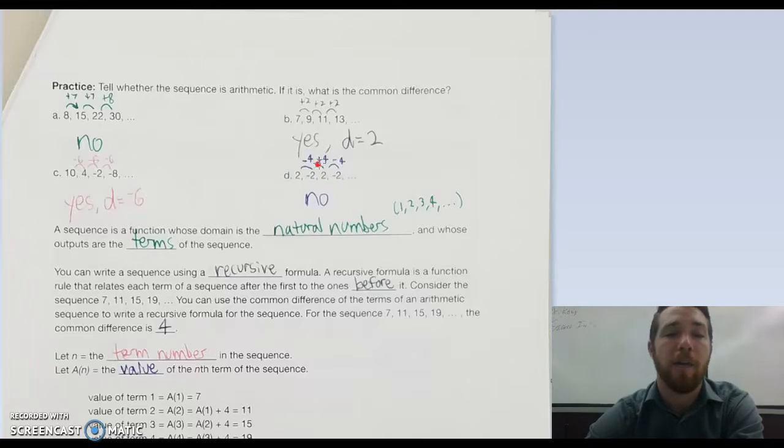But if I want to find a common difference, I subtract 4, then I add 4, then I subtract 4, and I add 4. So if I keep going back and forth between those two, that's not going to be arithmetic, because it's not consistently always adding 4 or always subtracting 4.